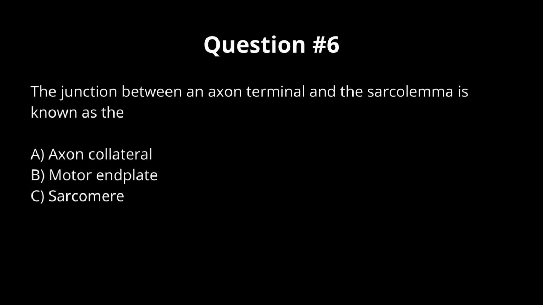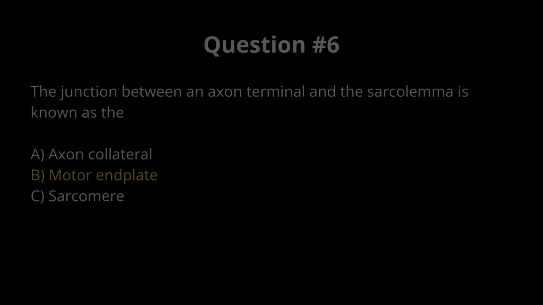Question number 6. The junction between an axon terminal and the sarcolemma is known as the A. Axon collateral, B. Motor end plate, C. Sarcomere. The correct answer is B. The junction between an axon terminal and the sarcolemma is known as the motor end plate. A motor end plate is the specialized portion of the sarcolemma that contains receptors for acetylcholine released by the motor neuron.